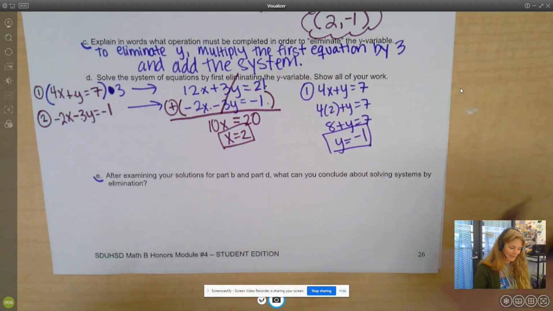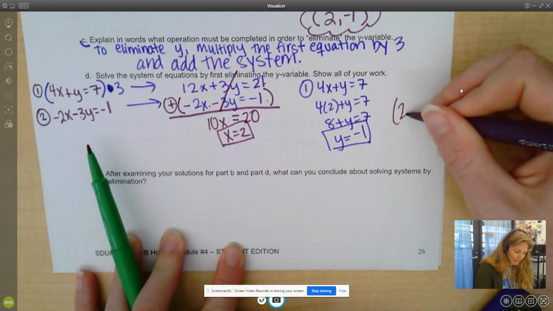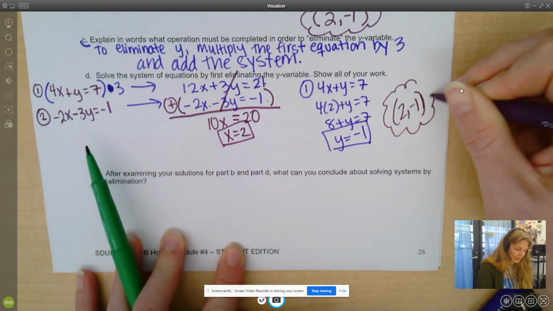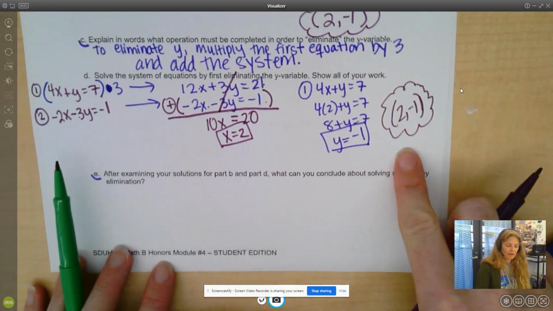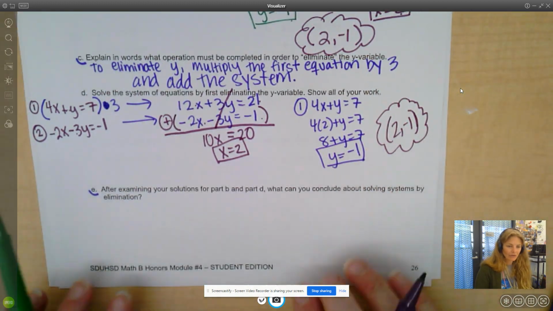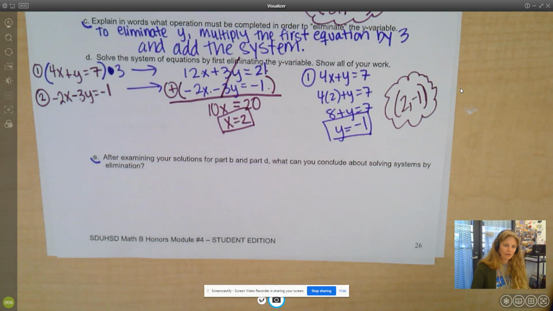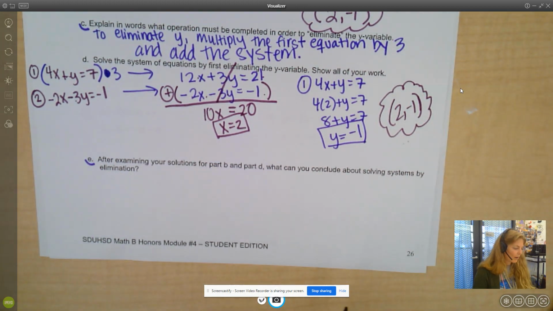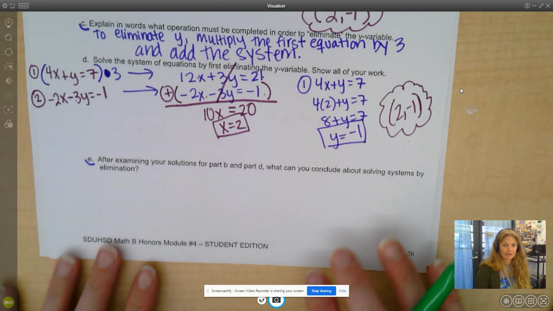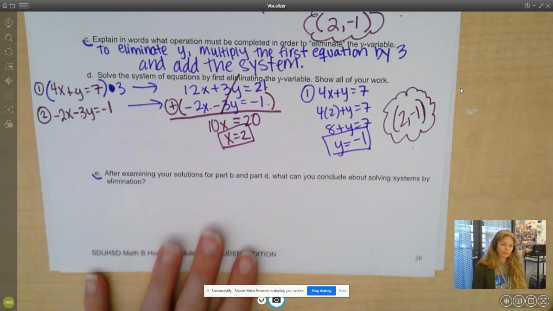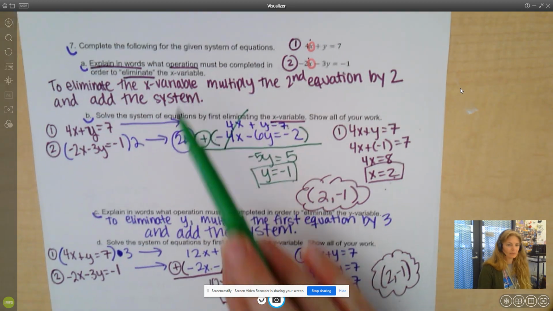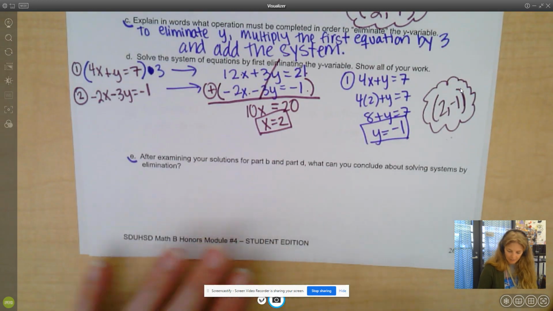Almost done. All you have to do is write your answer as an ordered pair and give it some flair. Okay, and look, notice we got the same answer. So after examining your solutions for part B and part D, what can you conclude about solving the systems by elimination? Remember, to get our answer for the first one, we eliminated the x variable, and the second one we eliminated the y variable.